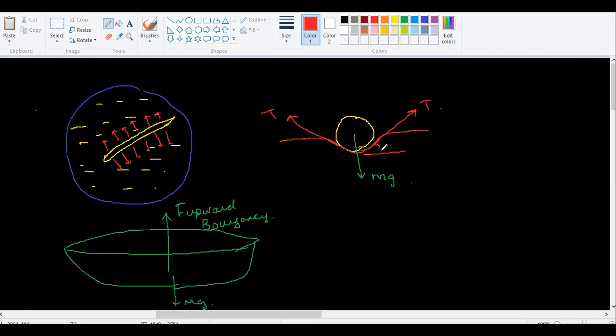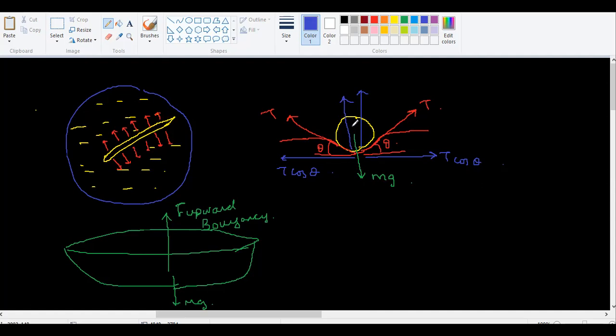We'll talk more about this theta here. For now, if I consider this as theta, I can split this into two components. So one is t cos theta this way, and this way is also t cos theta. You can easily say that these two will cancel each other, because they are equal and opposite. But t sin theta will be acting this way. Here also there will be a t sin theta.